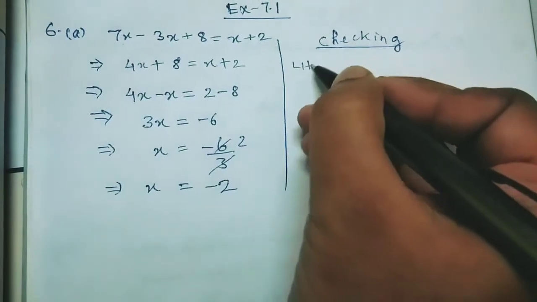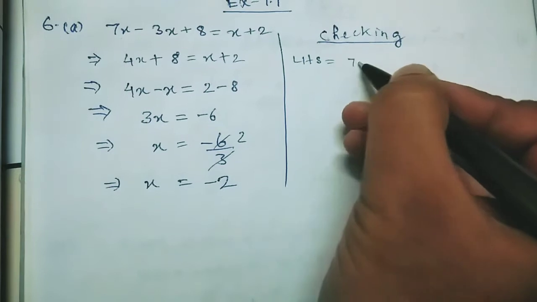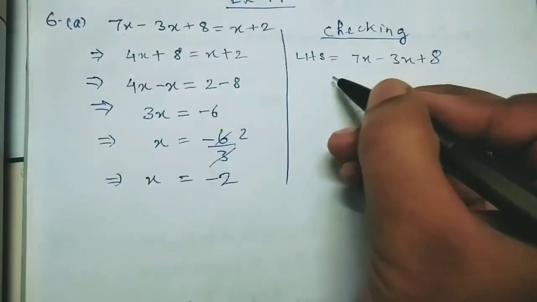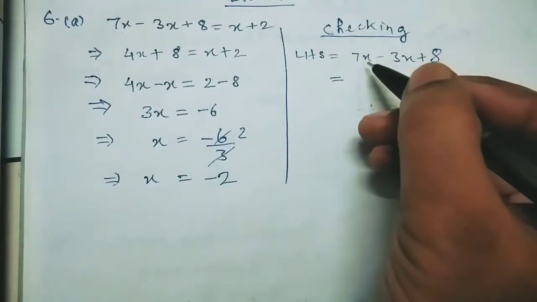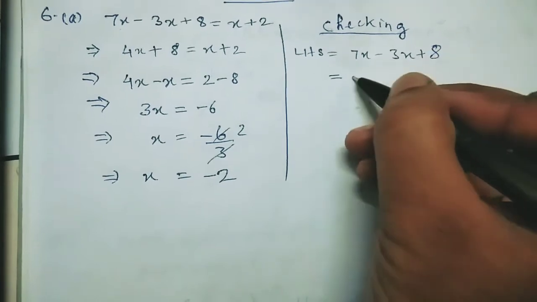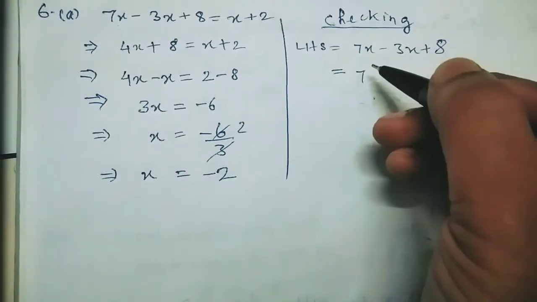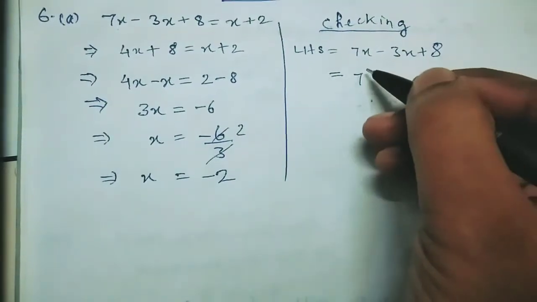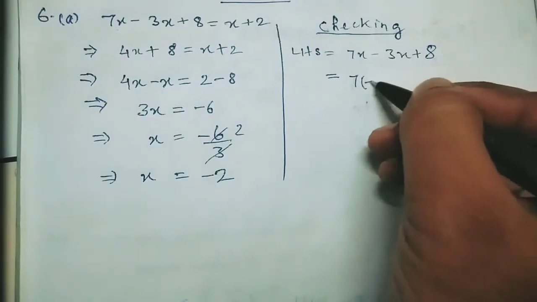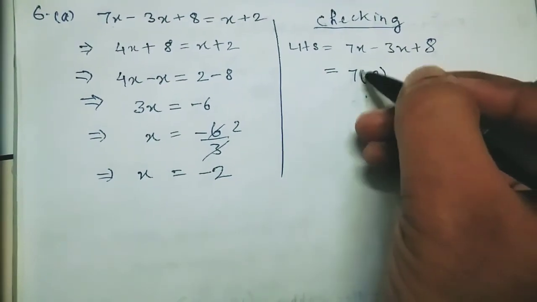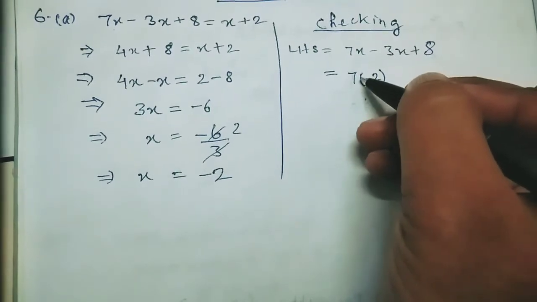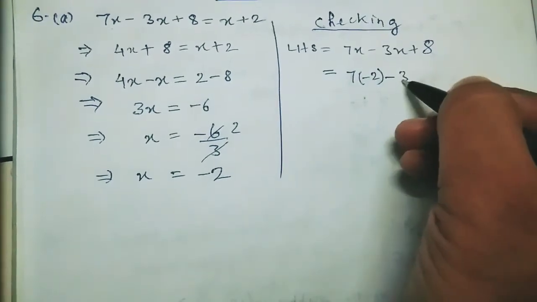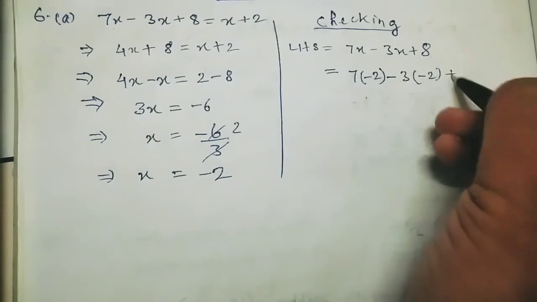So first of all, write here LHS equal to 7x minus 3x plus 8. So this is our LHS part. What we do, we'll put the value of x in this expression. So the process of checking is this only. Whatever value we get, we'll put this value in the equation. The x value is minus 2, so we'll give a bracket here because minus is there. And this is what? Multiplication. Do not confuse, if nothing is there, that means it is multiplication. So 7 into minus 2, minus 3 into minus 2, plus 8.